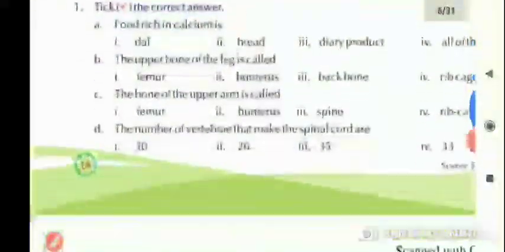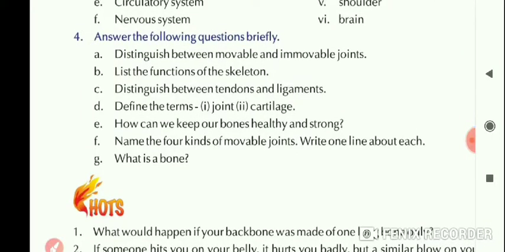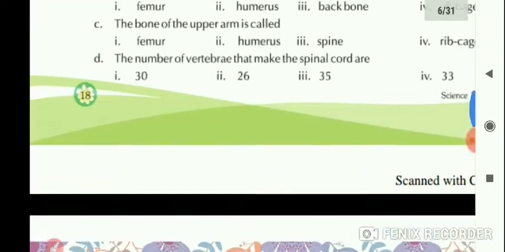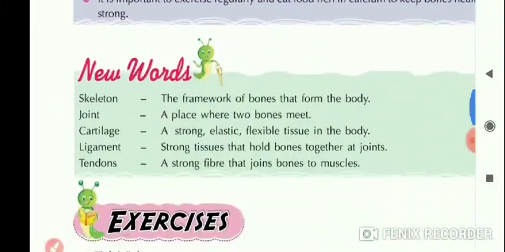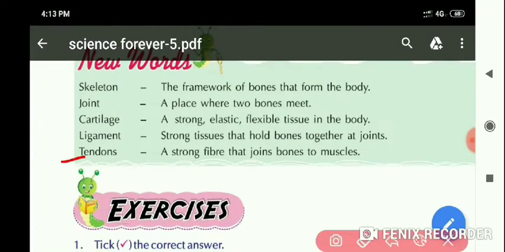Now question number 3, distinguish between tendons and ligaments. For this answer, move to page number 18. New words. See here, tendons and ligaments are given. Okay, so these 2 points you have to write down as answer number C, tendons and ligaments.